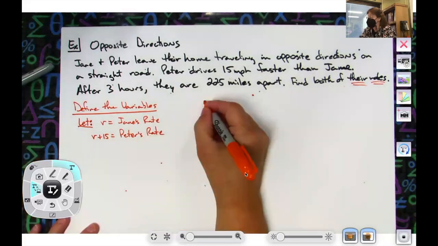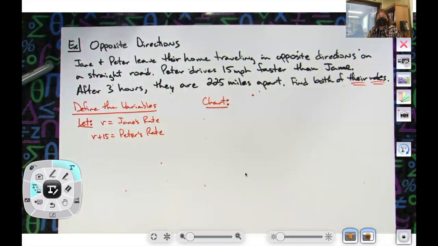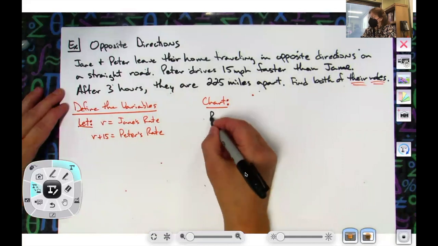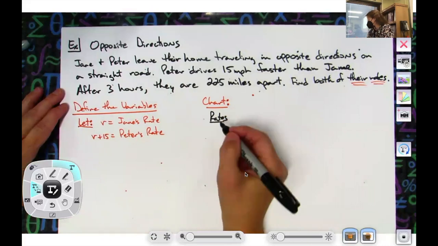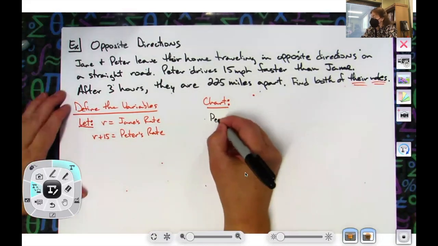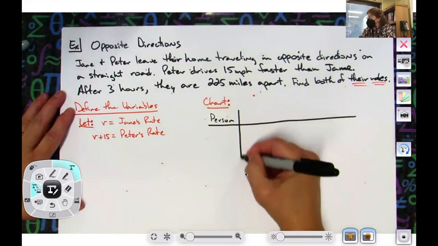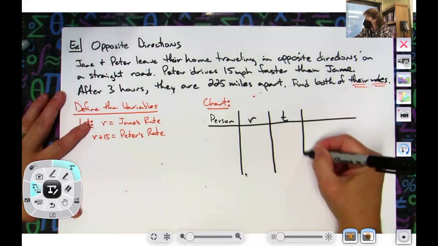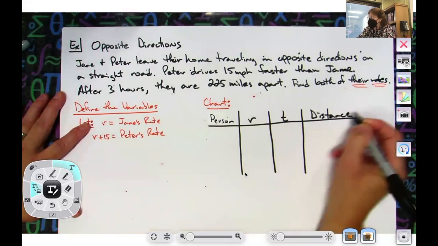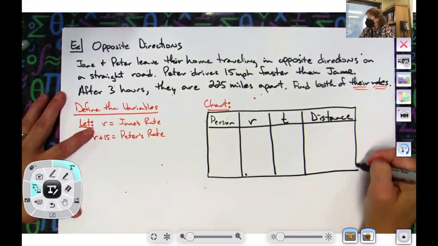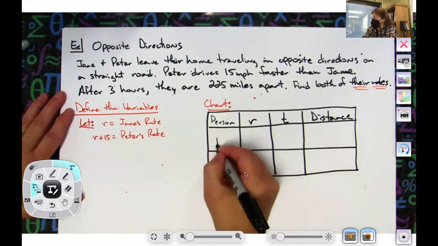Okay, then we're going to make a chart. So again, I've got my two people, Jane and Peter here. Let's not say rates because that's not going to make sense. Let's say it's our person because we've got people here. So let's call this our person. I've got a rate. I have a place for time. Then I've got my distance. And we know we've got two people, Jane and Peter.